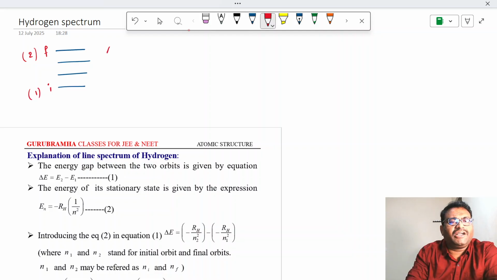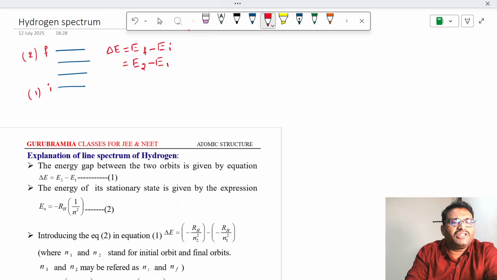So what will be delta E? Delta E means when an electron gets de-excited or gets excited, how much energy it is absorbing or releasing, that is calculated as delta E. Delta E is equal to E final minus E initial, or simply, final is taken as 2, so it will be E2 minus E1. Initial is taken as 1. Final is not the second energy level, but it is just a representation.